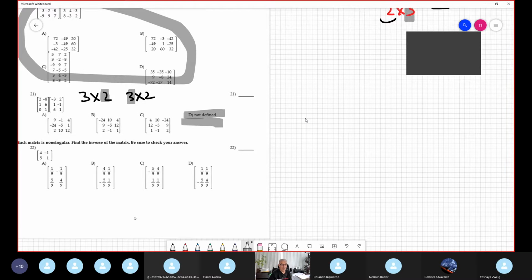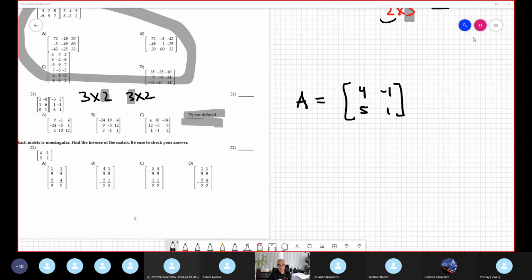Okay. Now let's move on to computing the inverse matrix. So we have one matrix given: 4, 5, -1, and 1. And the problem says compute the inverse. The 2 by 2 is super easy by hand. 3 by 3 is, of course, horrible, but we can use algebra tools. So now, 2 by 2 by hand.